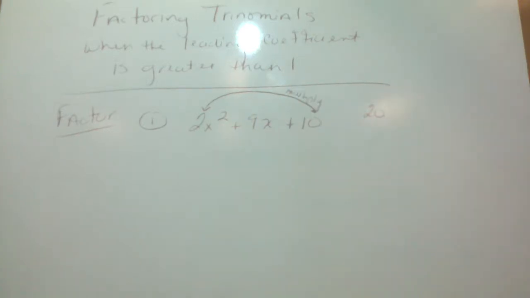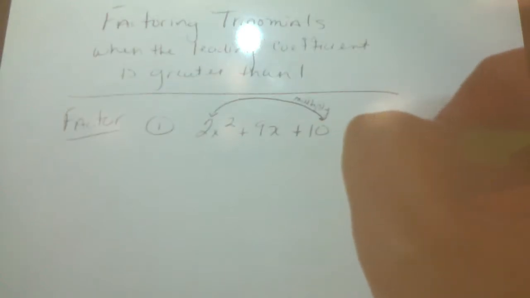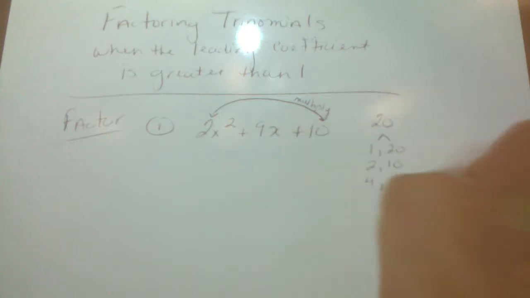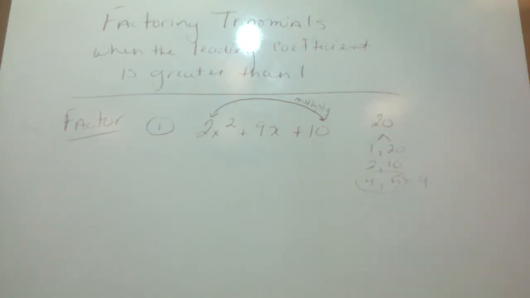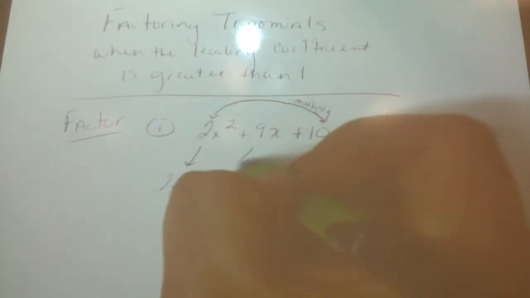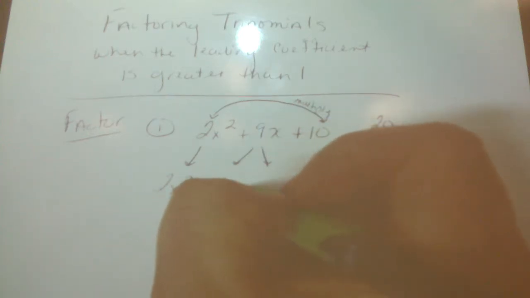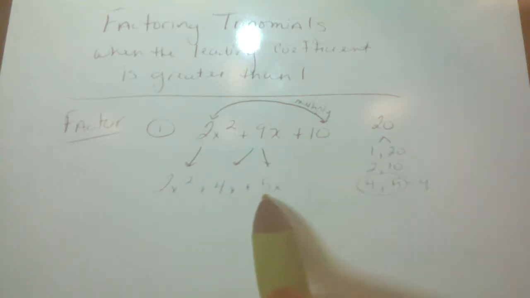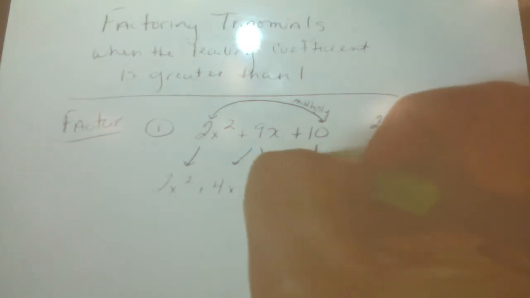Now I'm going to list the factor pairs of 20. I've got 1 and 20, 2 and 10, 4 and 5. I'm looking for 9. That's right here. Now you're not going to write x plus 4 and x plus 5. What you're going to do is you bring down that first term. Instead of writing 9x, I'm going to put plus 4x plus 5x. So I'm taking these two numbers and putting them here. And then I'm going to bring down the 10.